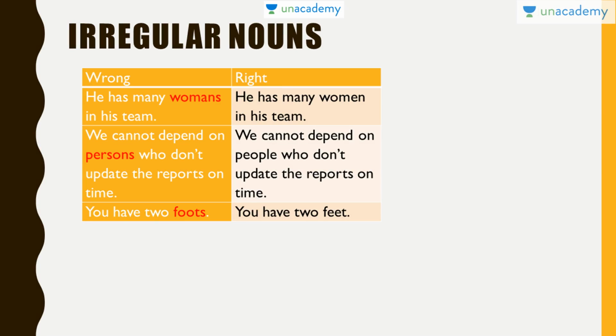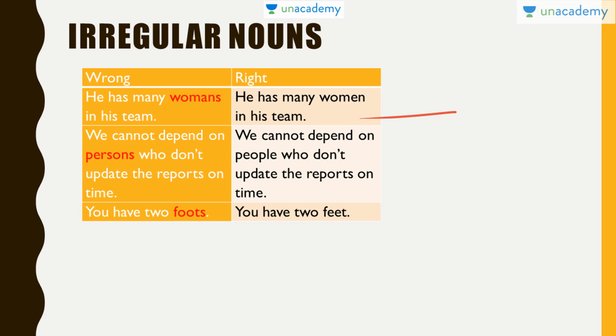Irregular nouns are those which when we convert them into plural form, we do not add an S or an ES. So here are some common errors. I've heard people say he has many women's in his team. Now that is incorrect. He has many women in his team. So the plural of woman is women.